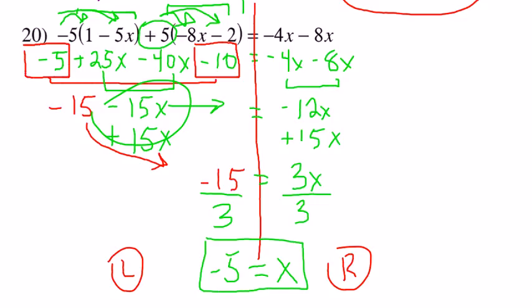Is there a way for us to check our work? Absolutely there is. I would take this negative 5, and everywhere we see an x back in our original equation, we plug a negative 5 in there. If we do that, whatever we have on our left side has to be equal to whatever we get on our right side.